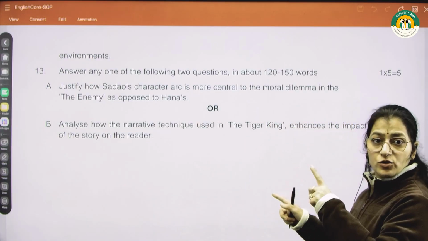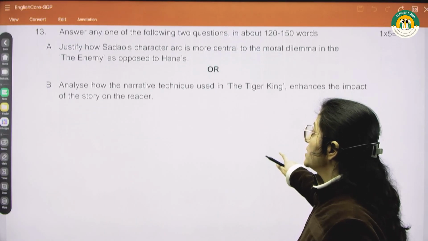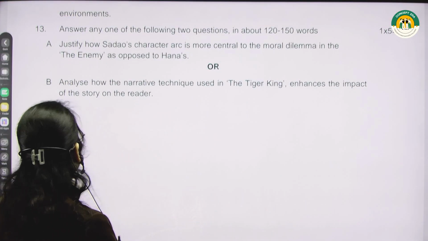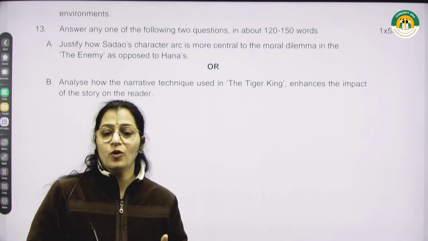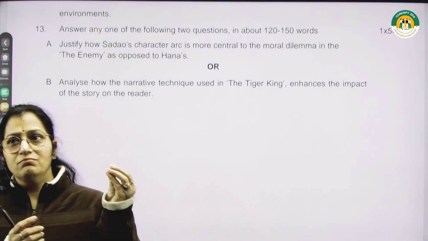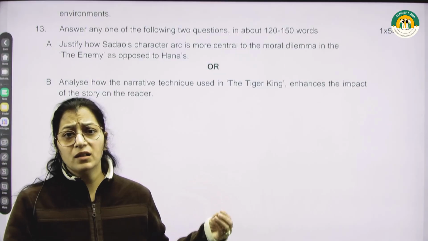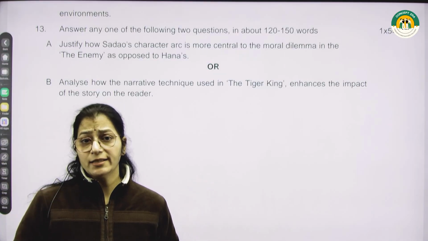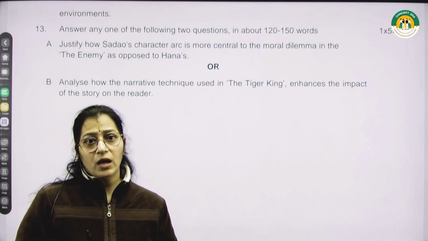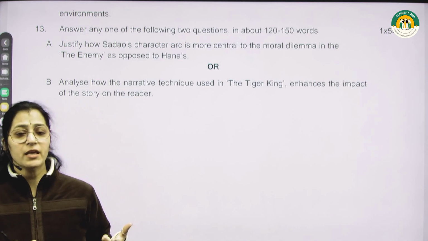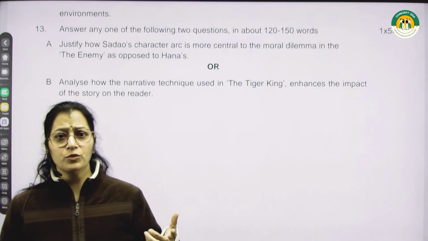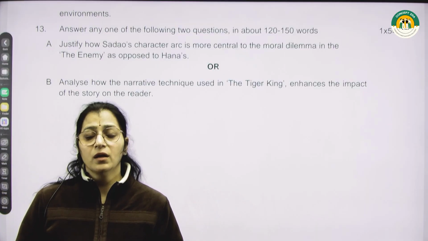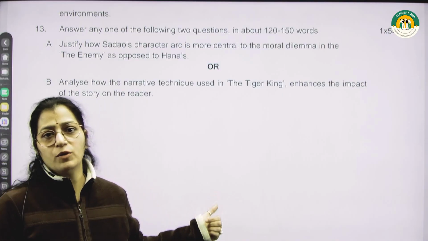Now moving to the next choice option given there. Analyze how the narrative technique used in The Tiger King enhanced the impact of the story on the reader. Of course, it is a satirical chapter, a satire on society. How high society people or rich people engage themselves in the hunting of poor animals and enjoy the scene. This is how they were doing, not are doing, but were doing.